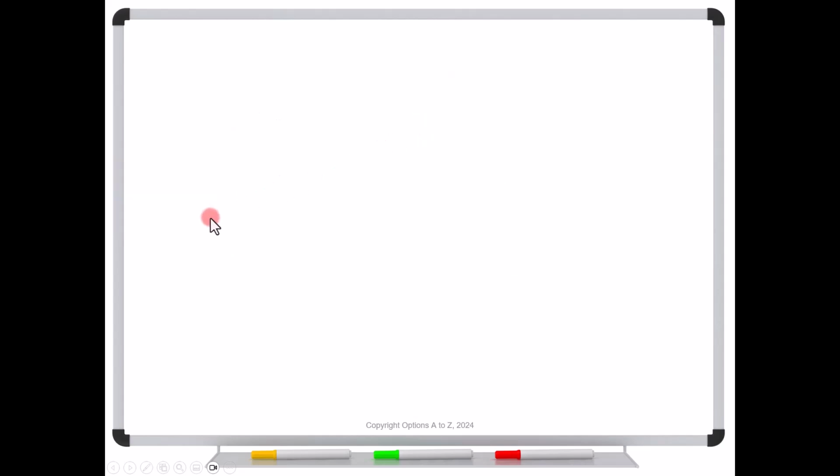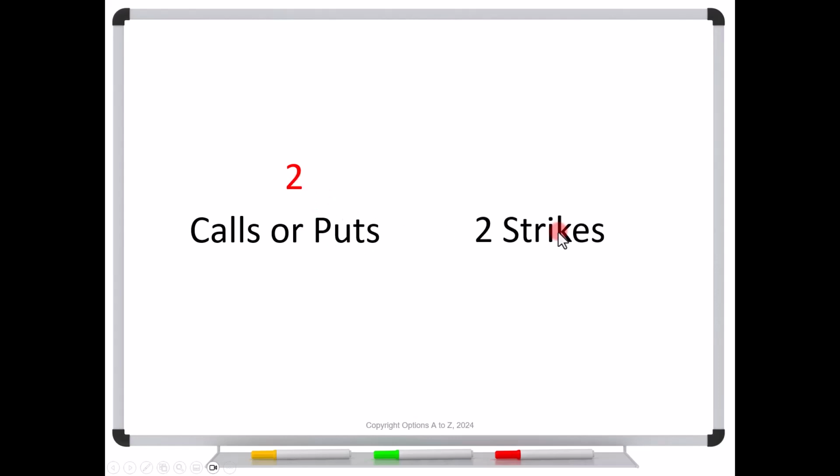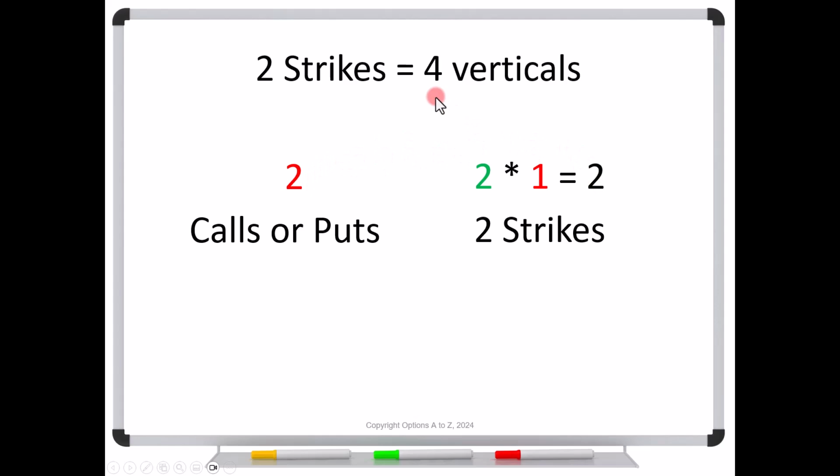Now, the way that we count these is we can say there are calls and puts. Think of it like you're trying to pick a vertical spread. I can either pick the call side of the board or the put side. So there are 2 choices right there. And then with 2 strikes, in our example, the 100 and the 105, we have 2 times 1. There are 2 ways to choose the first strike and 1 way to choose the second. So there are 2 different combinations there. And so when we look at the calls or puts multiplied by the number of strike combinations, we get 4 verticals. So that's where that number is coming from.